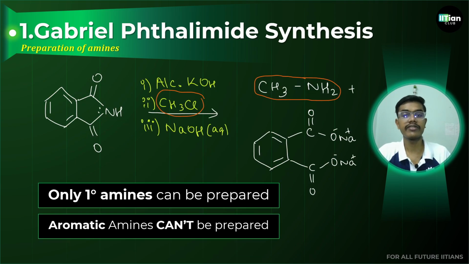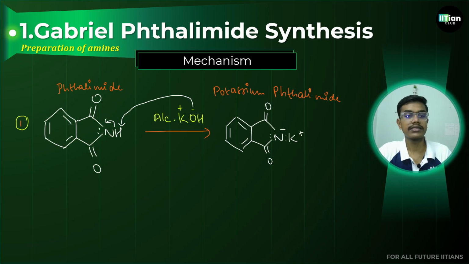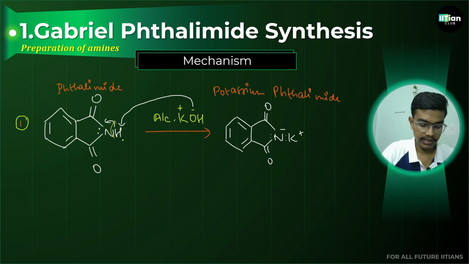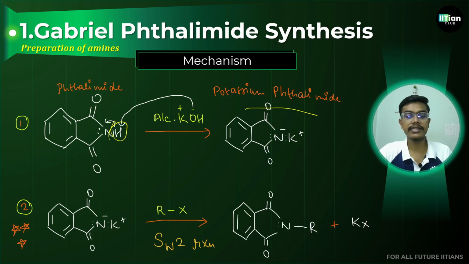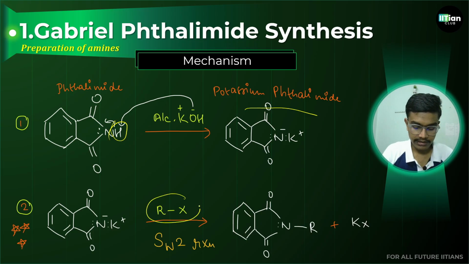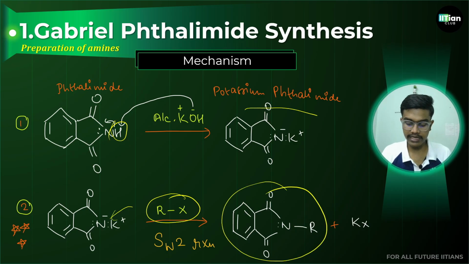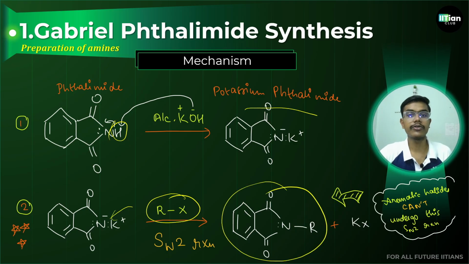This is an example of the reaction. You can check that. In this mechanism, the first step is the attack of alcoholic KOH on this hydrogen. This acidic hydrogen is attacked by the base, and you are getting potassium phthalimide. And the next step is an SN2 reaction, and this alkyl halide is attacked by this potassium salt, and this compound is getting formed. And this is SN2, and hence it cannot deal with the bulky groups. Hence, aromatic halides cannot undergo this SN2 reaction. That's why only 1 degree amines are being formed.